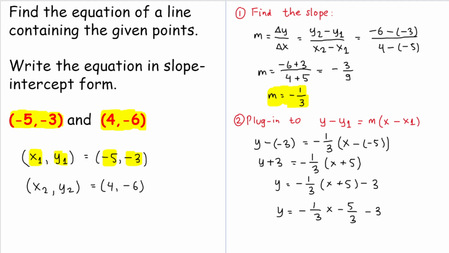Or we can rewrite that minus 3 as minus 9 over 3. And so we will have y is equal to minus 1 over 3x, and then minus 14 over 3. And that is the answer that we are looking for. So this is already in the slope-intercept form. And I think that's all for this problem.